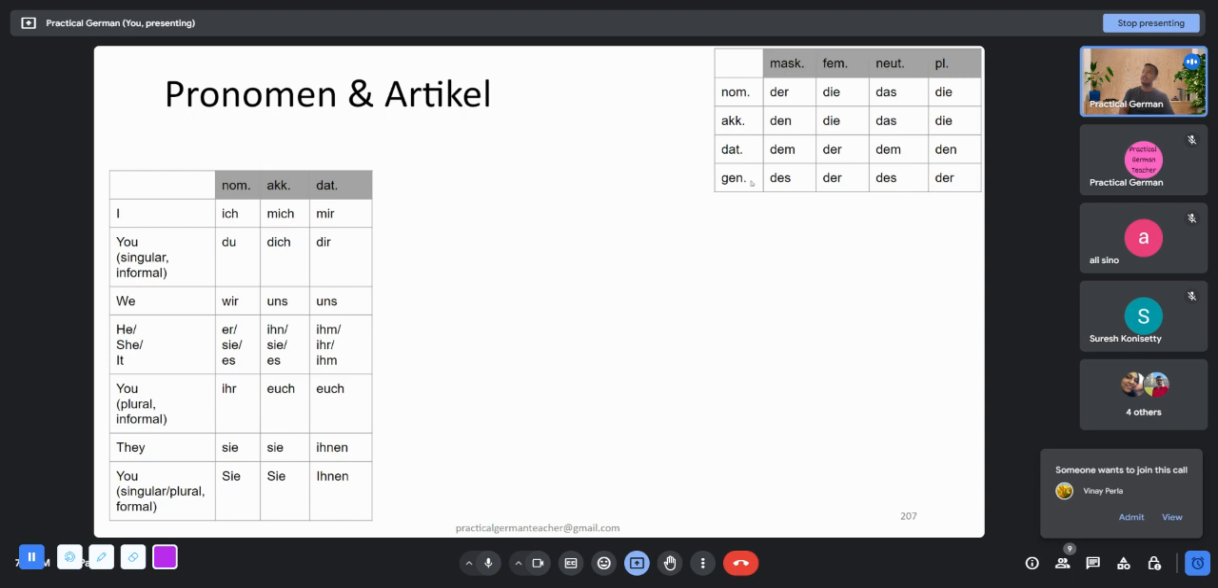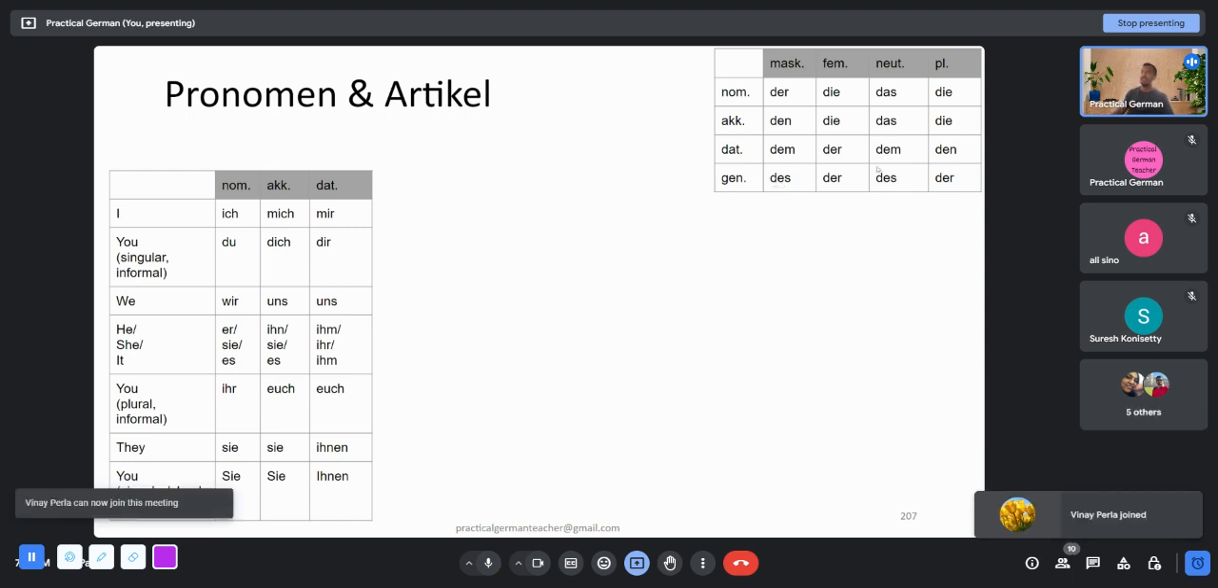Look at the genitive case. The article for the masculine case and the neutrum case is the same: des. And the article for feminine and plural is the same: der. Notice this, right? In genitive case, the article for masculine noun and neutrum noun is the same. Notice the sound of m. You will also notice this over here.